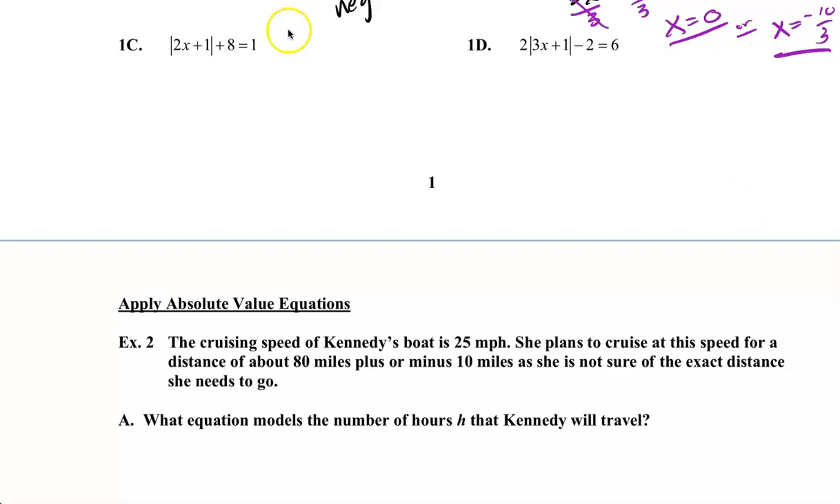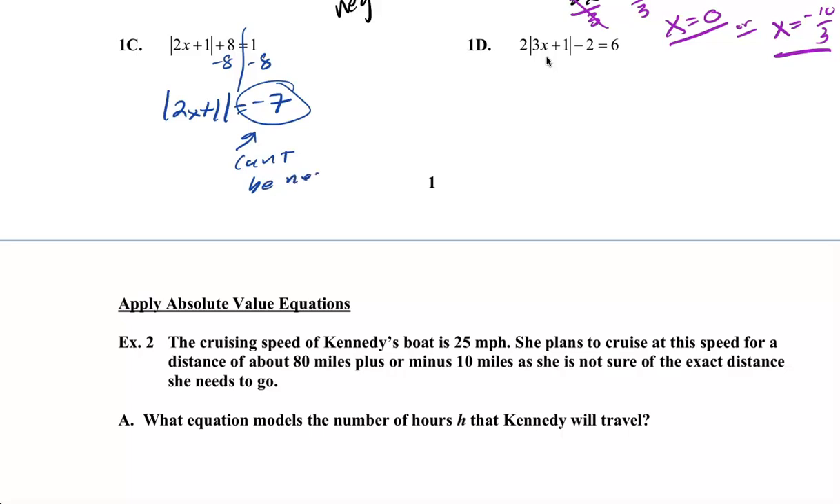So this one here, same concept, right? Let's get the absolute value by itself. So minus 8 first, minus 8. 2x plus 1 is equal to negative 7. And hopefully now you see it. No solution, right? Can't be negative. Once you get the absolute value by itself, it can't be negative. I couldn't say that from before. If this was a negative, I can't say it yet, right? I have to get the absolute value by itself first. Can't be negative. No solution.